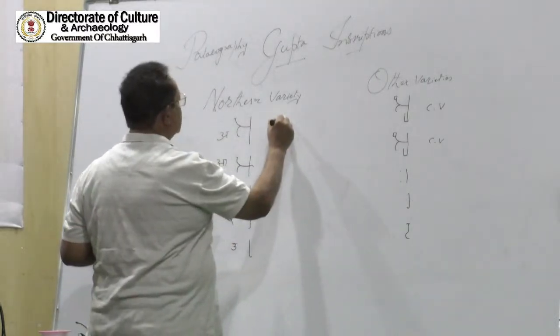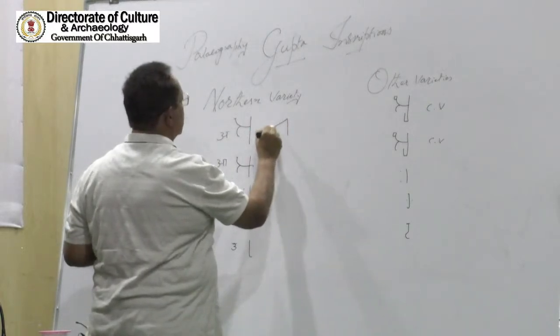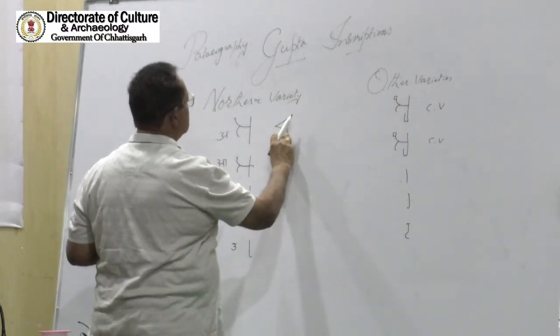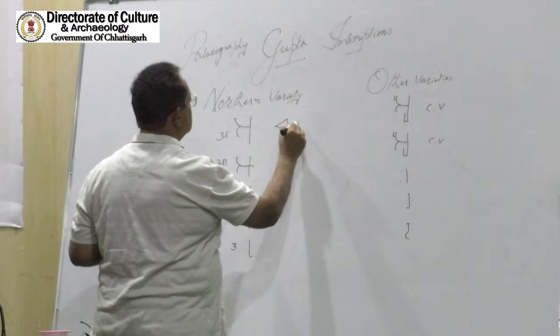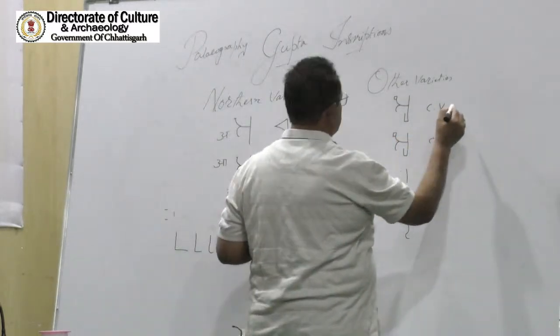And A is just a stroke where the apex is facing the left side, and no box here also in this form.